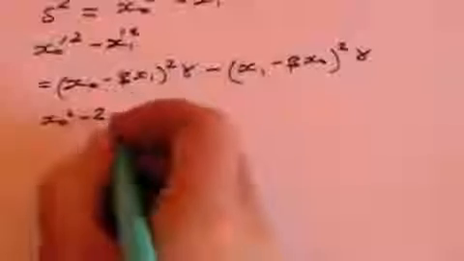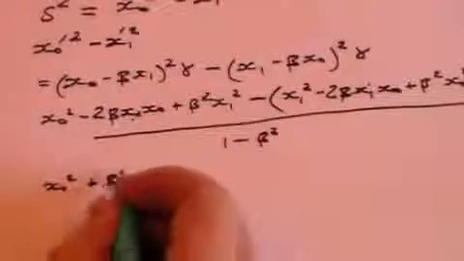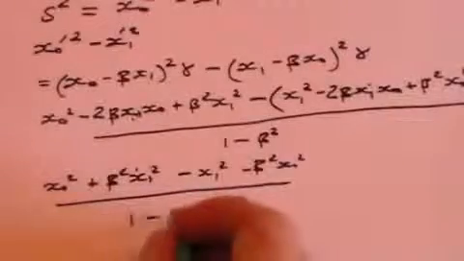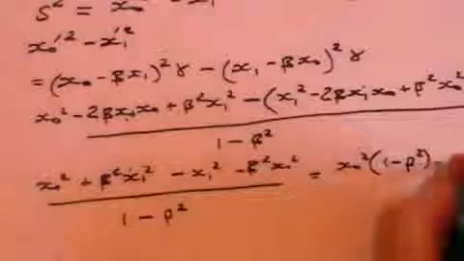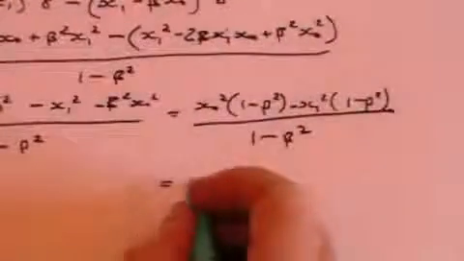And that, if you multiply it all out, comes to the following: x0 squared minus 2 beta x1 x0 plus beta squared x1 squared minus bracket x1 squared minus 2 beta x1 x0 plus beta squared x0 squared all over 1 minus beta squared. You will see that the 2 beta x1 x0 terms cancel, and that leaves us with x0 squared plus beta squared x1 squared minus x1 squared minus beta squared x0 squared, all divided by 1 minus beta squared. And that is x0 squared into 1 minus beta squared minus x1 squared into 1 minus beta squared, all over 1 minus beta squared. And that equals x0 squared minus x1 squared.